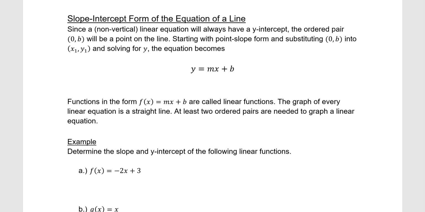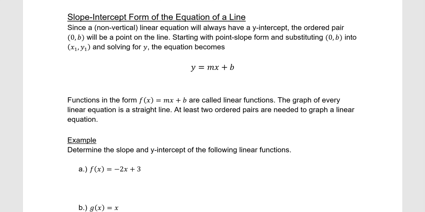Okay, and then for the next one is slope-intercept form, which we already mentioned a second ago. So let's say we started with point slope form, the same thing that we just did. And let's use the fact that every non-vertical line has a y-intercept. A y-intercept is going to be the ordered pair (0, b). So let's go ahead and plug that in.